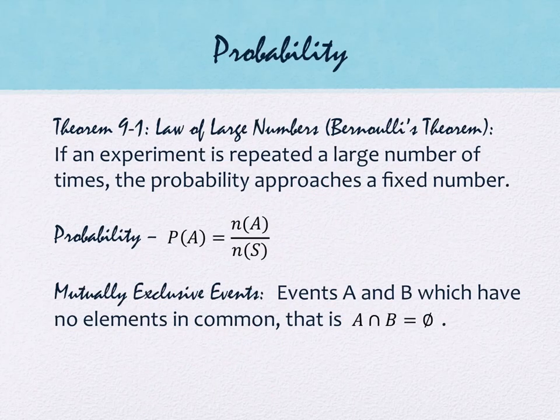All right, so theorem 9.1 is called the law of large numbers. It's also called Bernoulli's theorem. So this law says that if an experiment is repeated a large number of times, the probability will approach a fixed number. So your die is an example. If you rolled that die enough times, you would have approximately the same number of times that the 1 showed up, as the 2 showed up, as the 3 showed up, as the 4 showed up, as the 5 and the 6. It would be approximately the same, right?